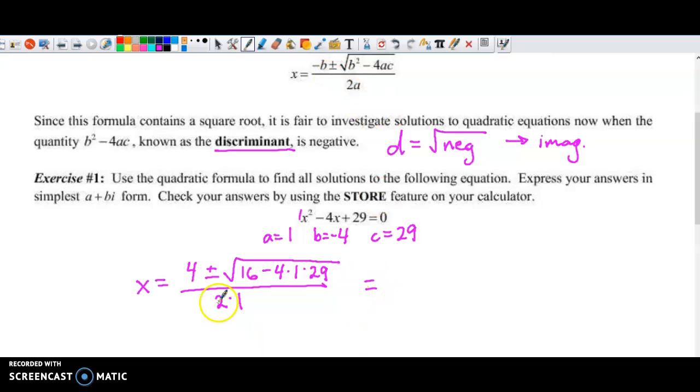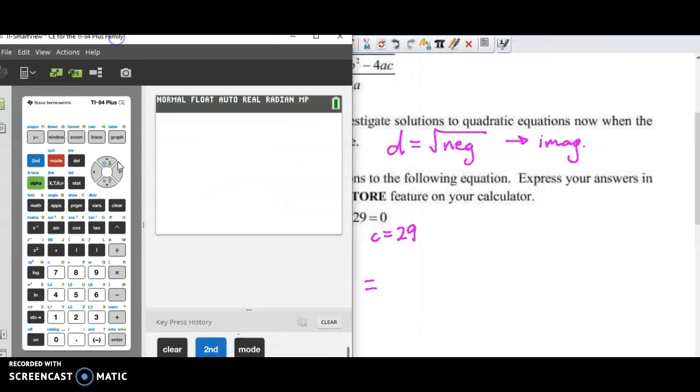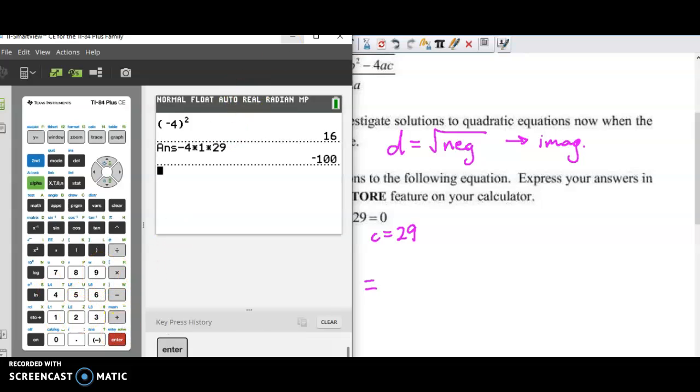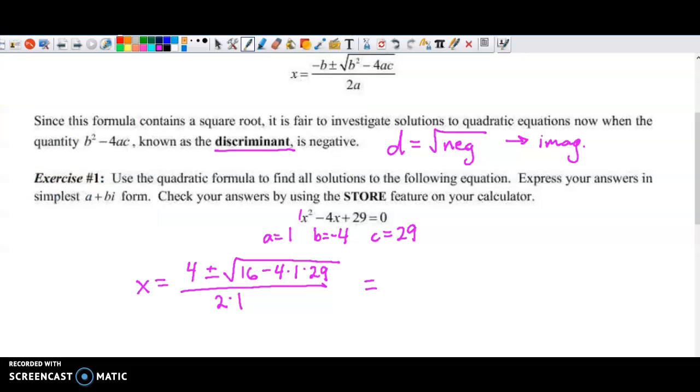And what you want to make sure you do is work out what's under the radical first. If you're using a calculator, just a reminder that if you want negative 4 squared to be 16, then you have to put it in parentheses. So that minus 4 times 1 times 29. So we're looking at the square root of negative 100, which, the square root of 100 is 10, but with the negative you have to have an i in there.